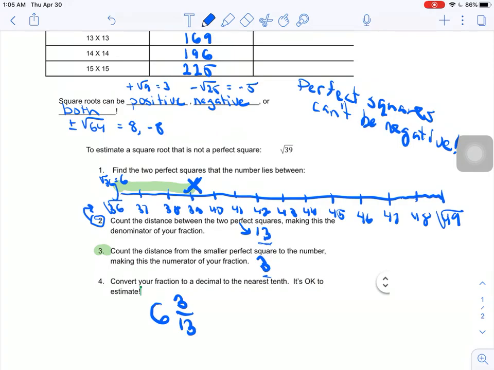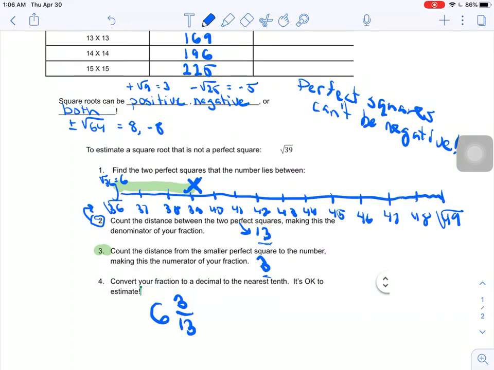So if you think about throwing your square roots on a number line to see how far apart they are and what fraction of the distance you are over between the lower one and the next one, then you can get a fraction that represents that. So square root of 39 is about 6 3/13.